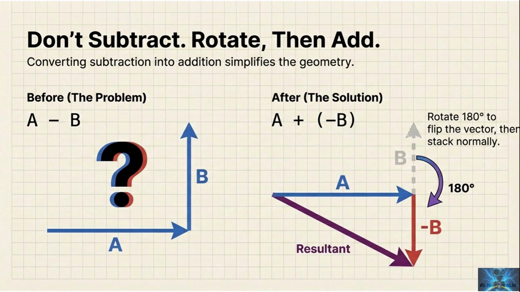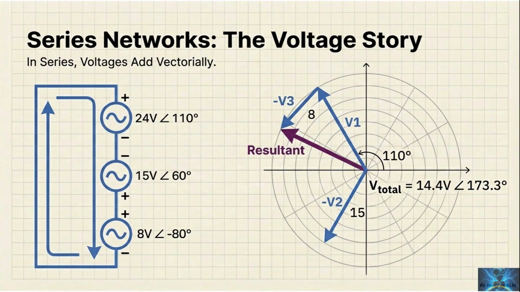Don't subtract, rotate, then add. Subtraction is easier if we convert it into addition. If you want a minus b, you add a to negative b. Graphically, negative b is simply b rotated by 180 degrees. Once b is flipped, you stack vectors tip to tail like normal, and the geometry becomes simple and visual instead of confusing.